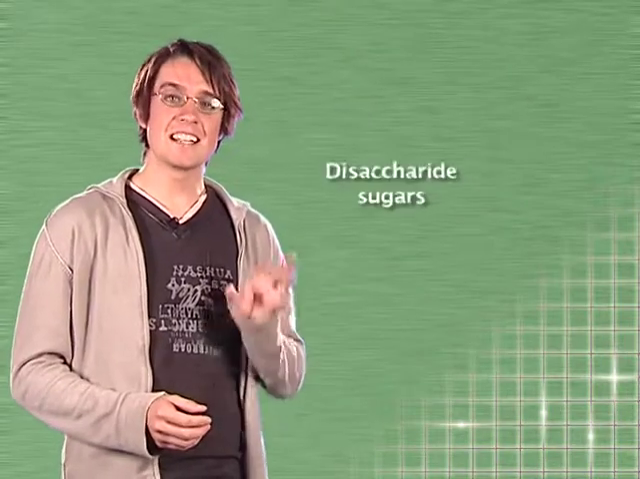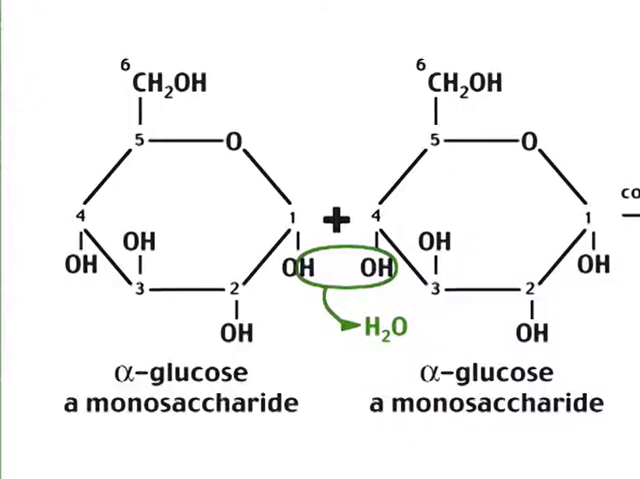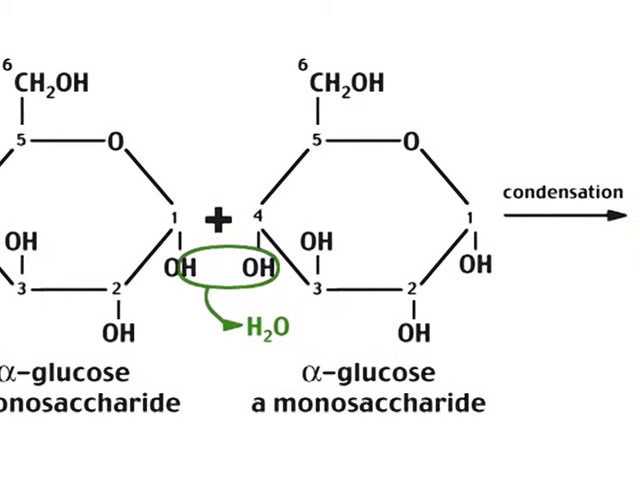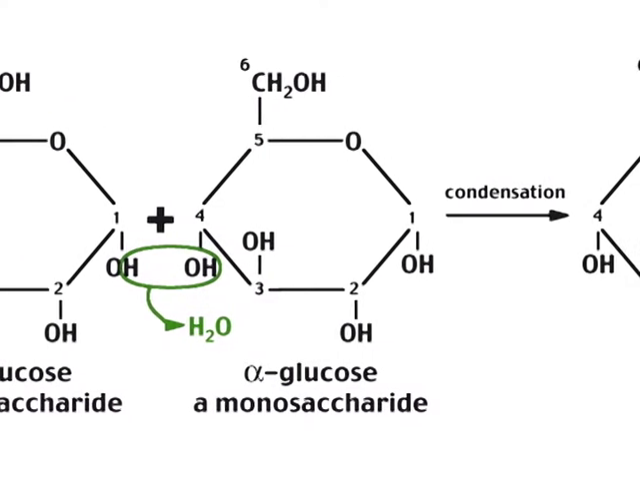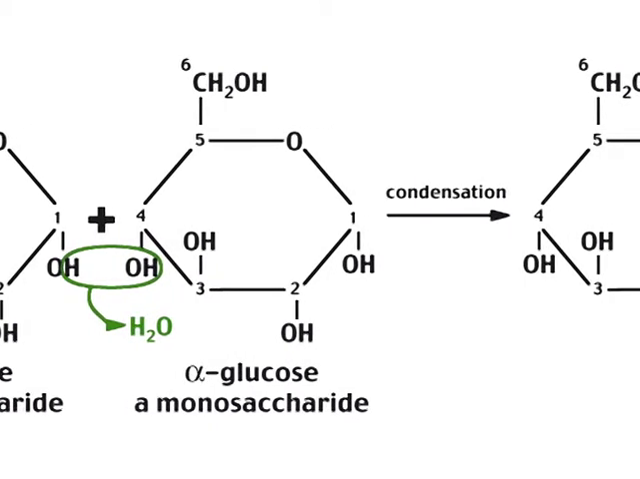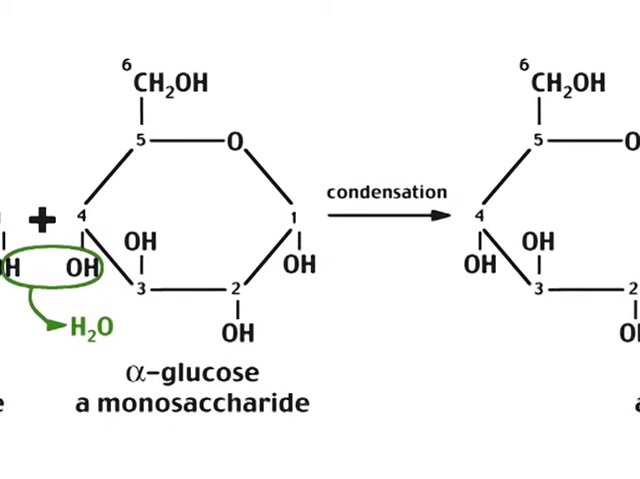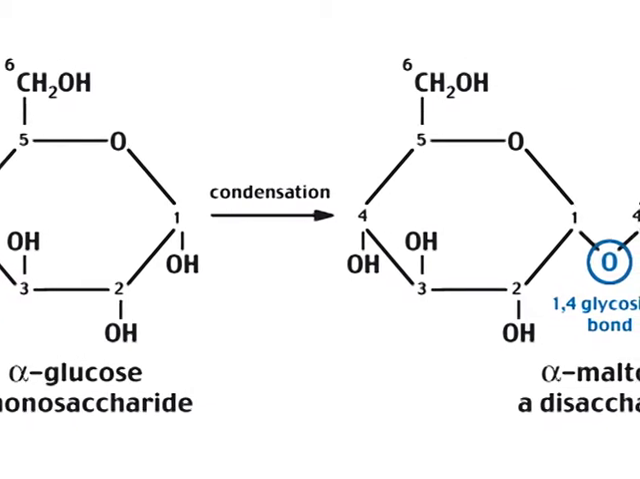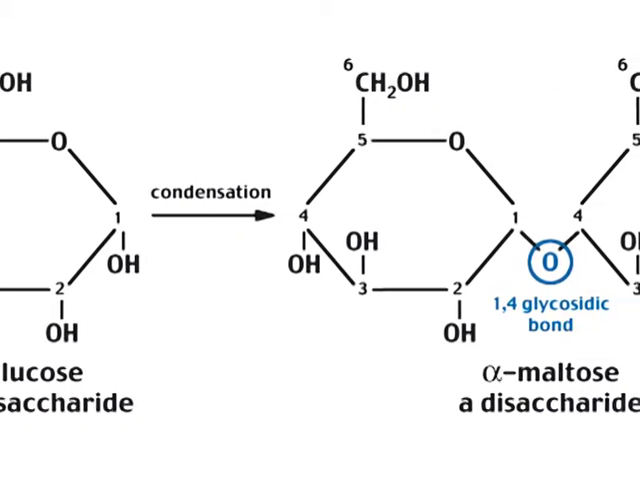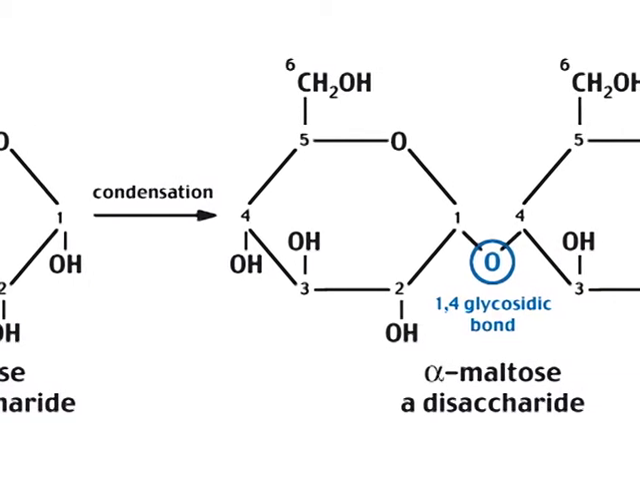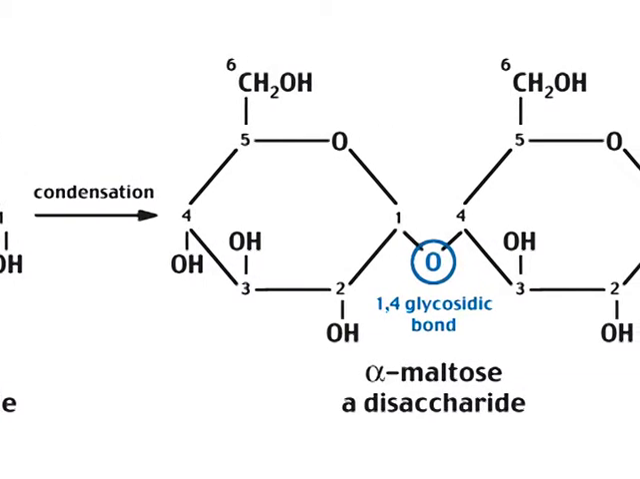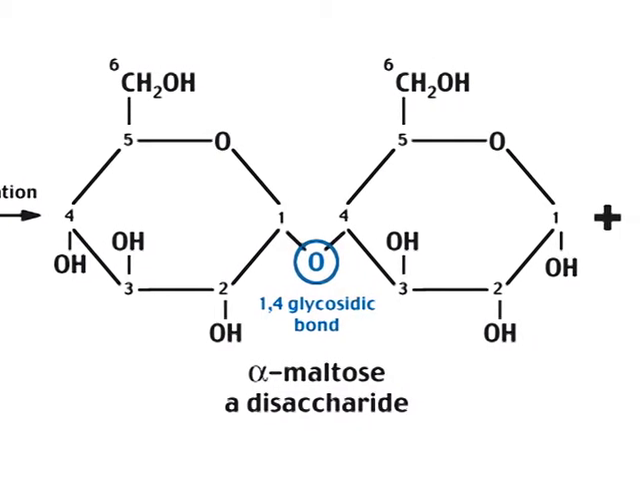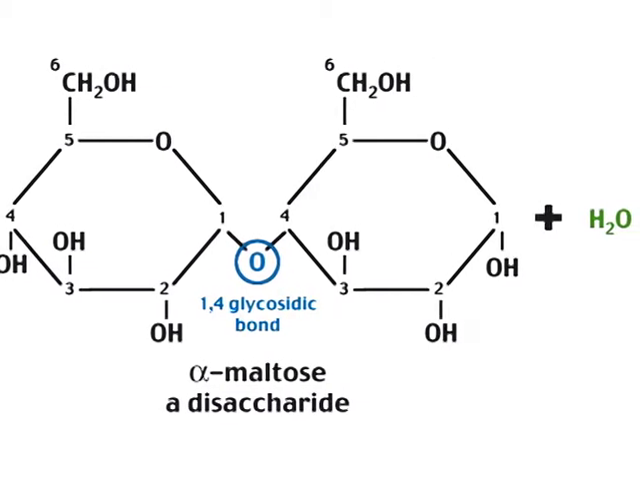Some sugars are disaccharide sugars. They are made from 2 monosaccharides condensed together. Maltose, found in germinating seeds, is made from 2 molecules of alpha glucose. Notice that a molecule of water is eliminated so that bonds can form between the monosaccharide molecules. The bond is called a 1,4 glycosidic bond, as it is between carbon 1 of one molecule and carbon 4 of the other.